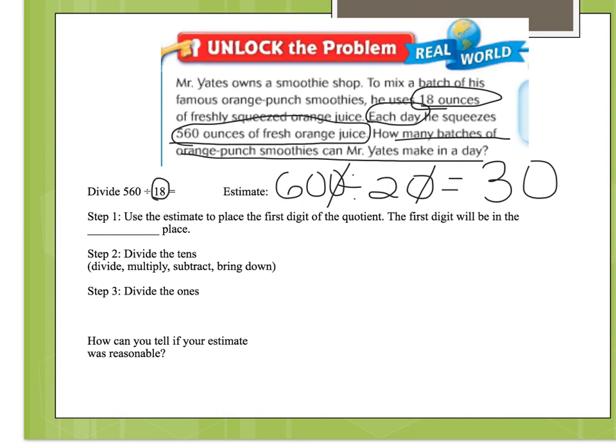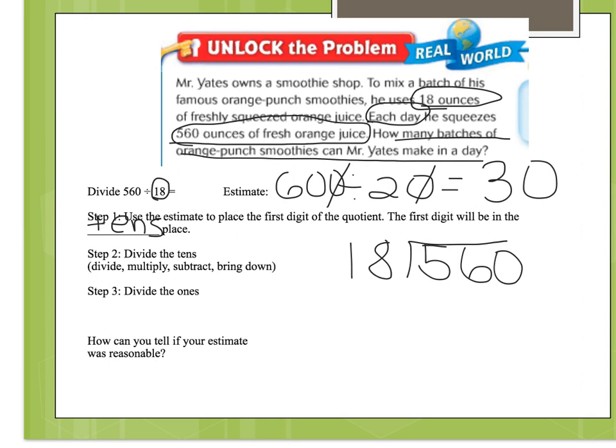Here we go. Step number 1, use the estimate to place the first digit of the quotient. The first digit of the quotient will be in the tens place. Step 2, divide the tens. So I'm going to go ahead and divide. I'm going to write 18 for my divisor and 560 for my dividend, and I'm hoping to get a quotient that is correct. Here we go.